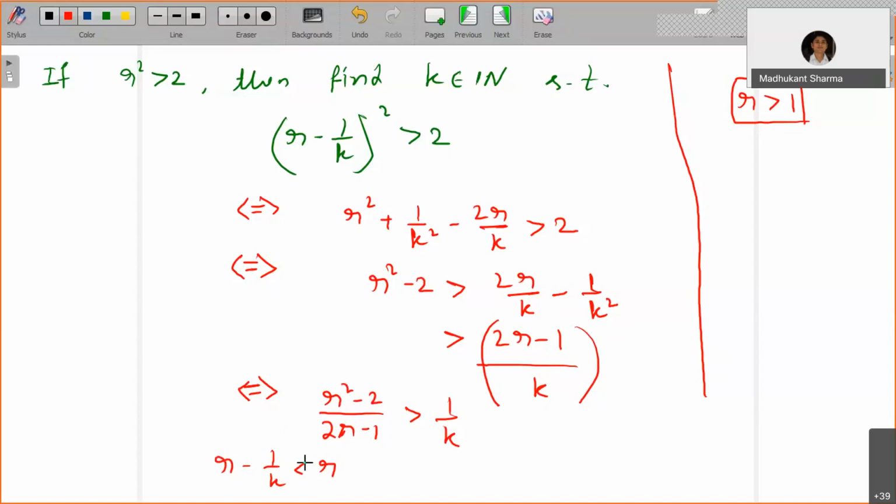So therefore it contradicts the fact that r is a supremum, because of our assumption that r square is greater than 2. So this is also not possible. So the only possibility is r square equals 2. Okay, right.